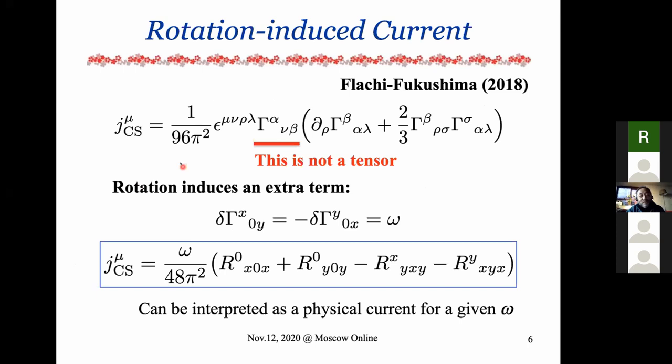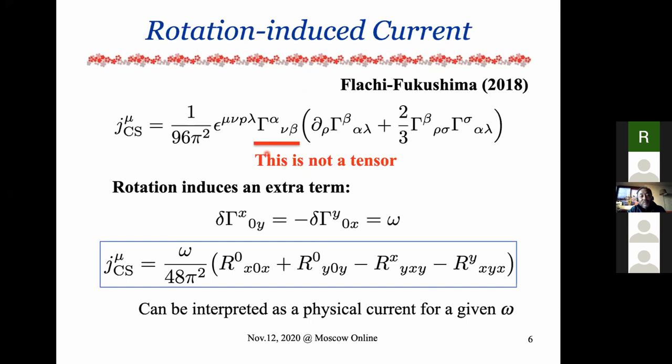The Christoffel symbol, so this is in fact the expression for the Chern-Simons current associated with the chiral anomaly in the presence of the non-trivial geometry. So this is a mixed gravitational chiral anomaly. But anyway, the point is, here you see this current is expressed in terms of a Christoffel symbol, and this symbol is not really a tensor, which means that if you do that coordinate transformation, especially associated with the rotation, you get some extra term that is not proportional to the original tensor component, but something additional. And in this way, this part is shifted by the angular velocity omega.